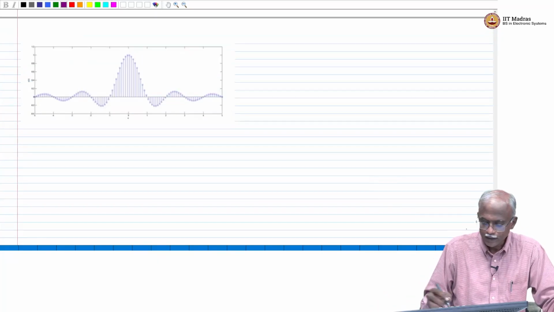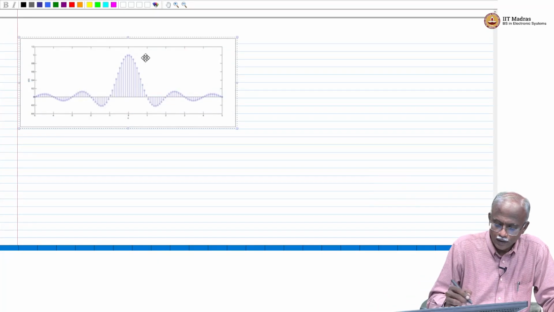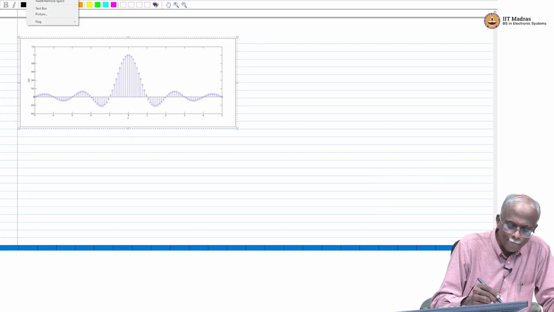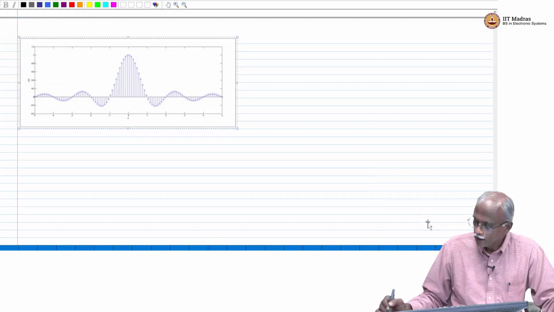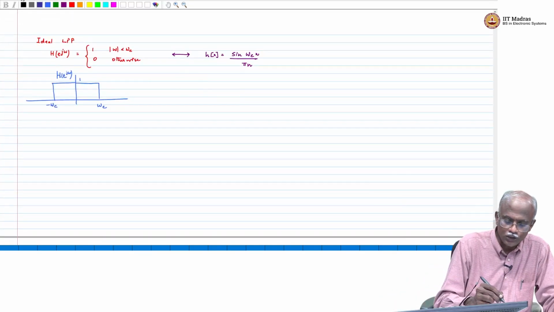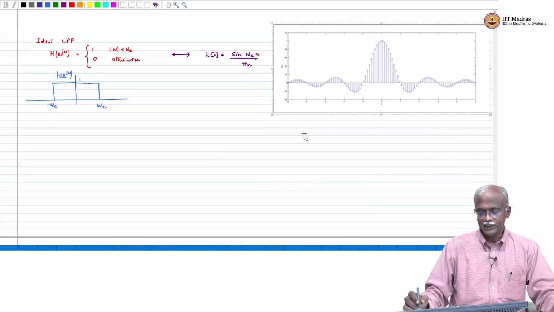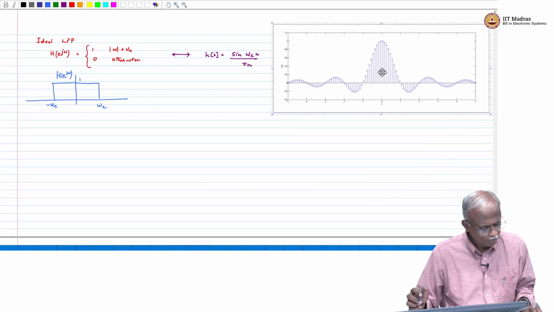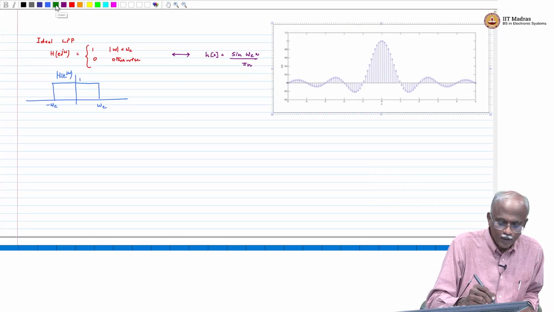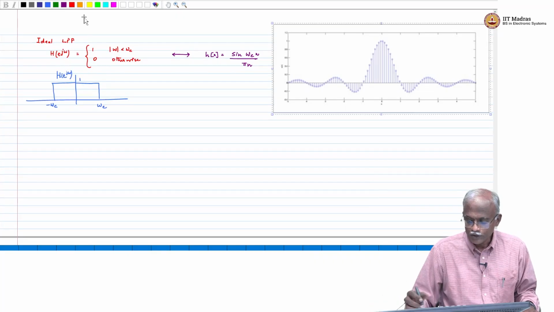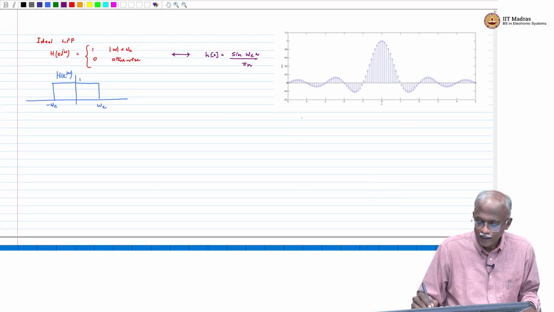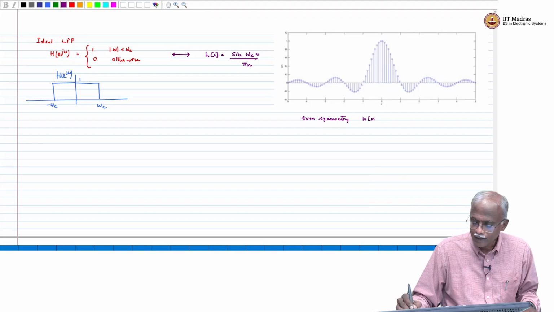Okay, let me copy this particular sketch. This is the sketch of the sinc function. This is how the impulse response looks. Some important properties to note. There is symmetry, and it turns out to be even symmetry, which you can verify. h of n is equal to h of minus n.